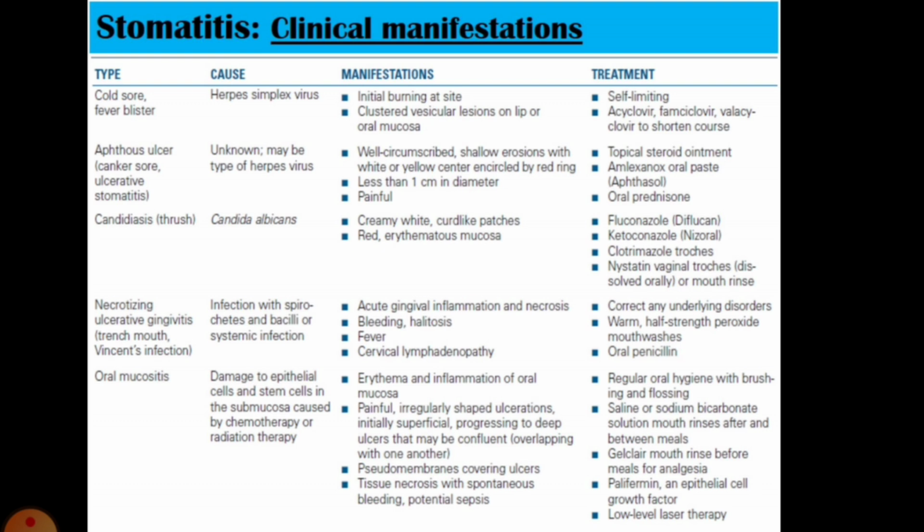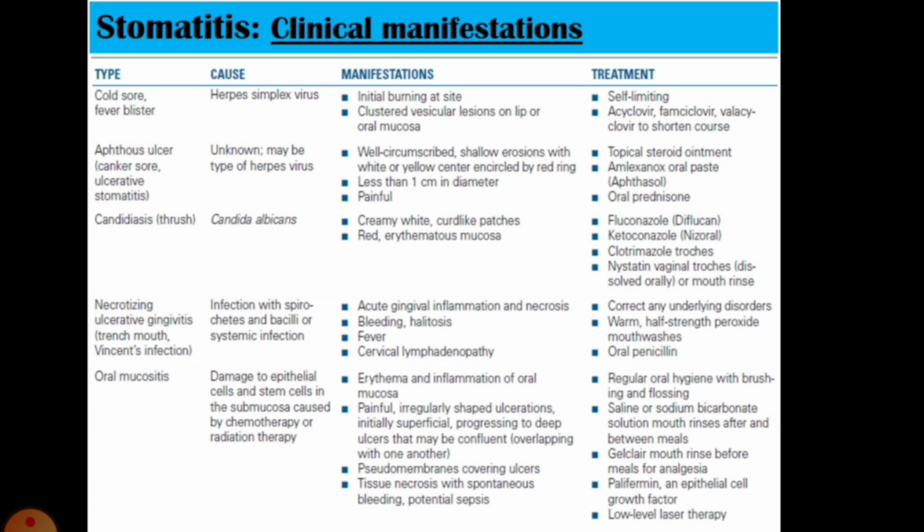Next is necrotizing ulcerative gingivitis, an infection with spirochetes and bacilli or a systemic infection. There is acute gingival inflammation and necrosis, bleeding, halitosis, fever, cervical lymphadenopathy, and oral penicillin for the treatment. Warm, half-strength peroxide mouthwashes can be used.